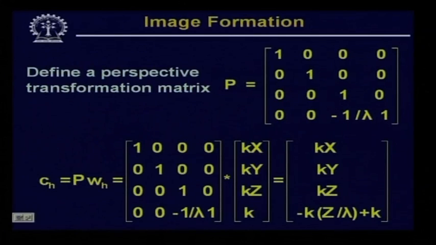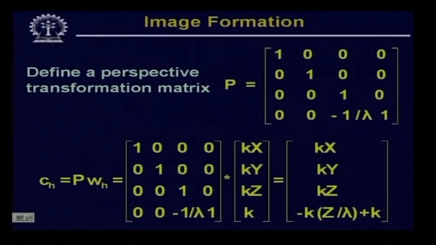So, this perspective transformation matrix P, which in this case is [1 0 0 0; 0 1 0 0; 0 0 1 0; 0 0 -1/lambda 1], when the homogeneous coordinate W h is transformed with this matrix P, what we get is the homogeneous coordinate of the camera point to which this world point W will be mapped. The homogeneous coordinate of the image point after the perspective transformation is obtained as kX, kY, kZ, -kZ/lambda + k.